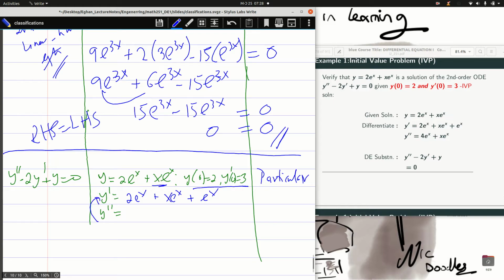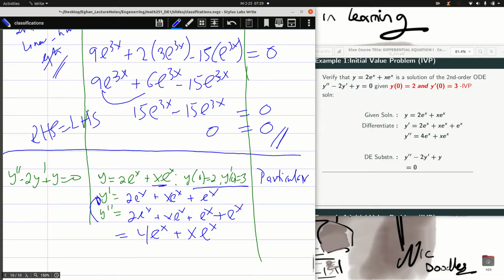The second derivative, still on this one, I don't move back to y. Y prime prime is the same thing, so I have 2e^x. I maintain one and differentiate, I maintain one and differentiate, plus e^x. I group like terms, I get 4e^x plus xe^x.